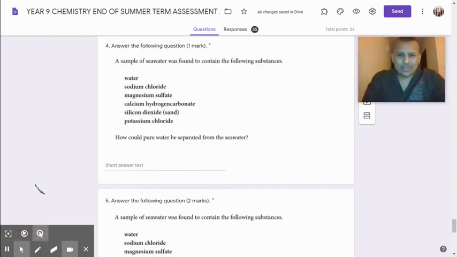Pure water can be separated from seawater through simple distillation. That takes us back to Unit 2's work right at the very beginning of the year.